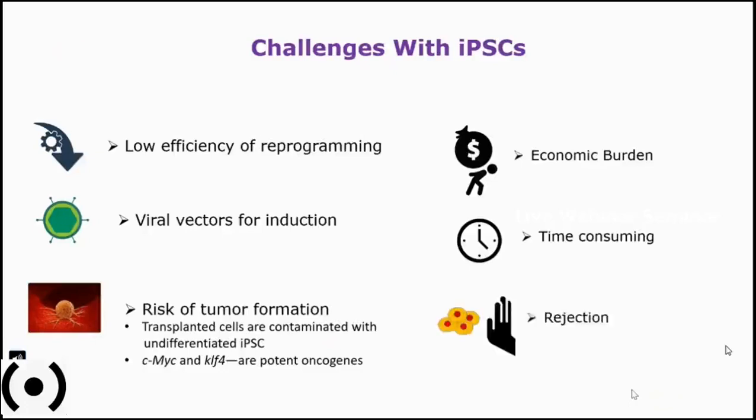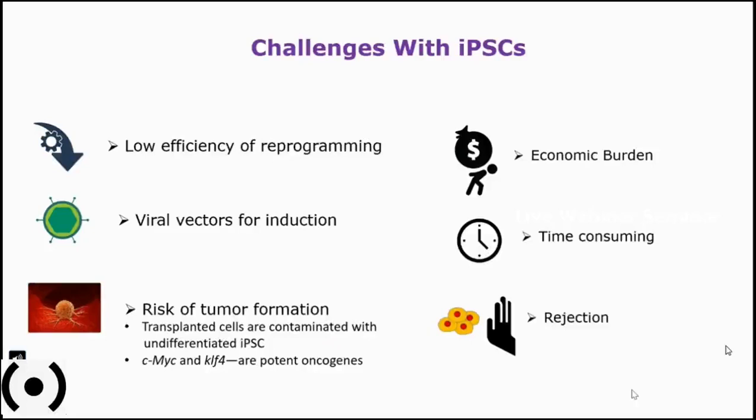Now, the other challenge is rejection. Rejection can also be avoided by shutting down or silencing the expression of MHC class 1 and class 2 molecules. Now scientists are working on whether we can decrease the expression by genome editing of MHC class 1 and class 2, so that there should be no problem with immune rejection.